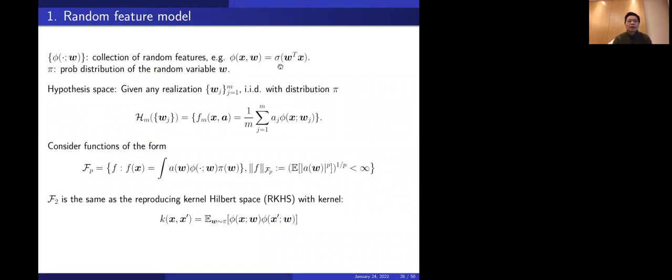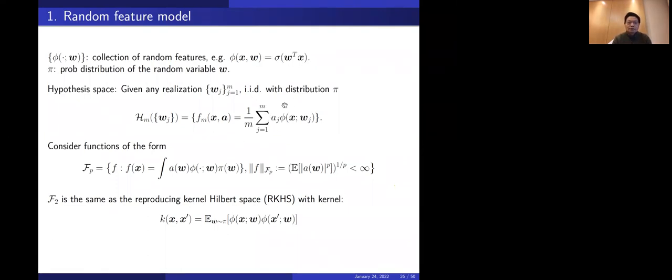For example, we can take phi to be this function, where sigma is some nonlinear function, like the activation function in neural network models. Let's take an IID sample of pi, call that w_j, a realization of an IID sample of pi, and fix them. Then consider this model, linear combinations of phi with w_j. So this is a linear model, and this is called a random feature model.